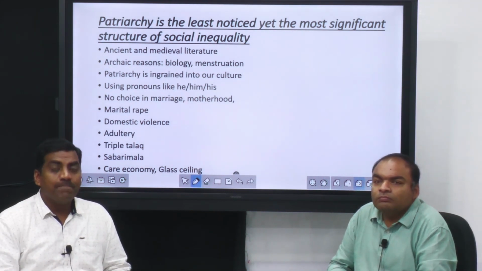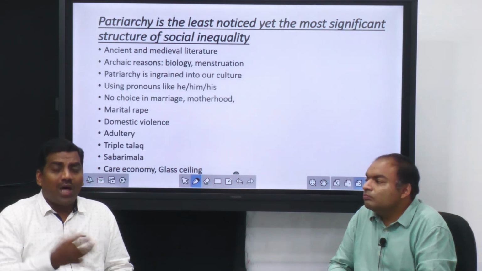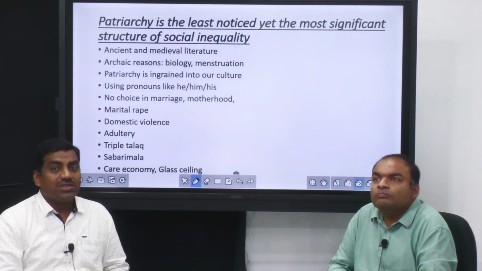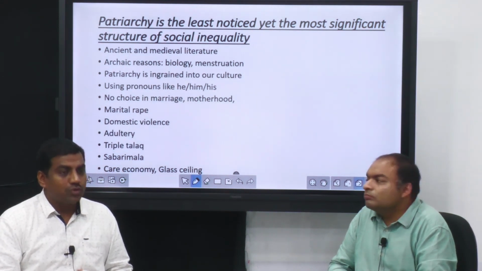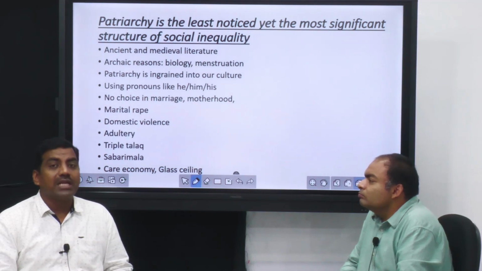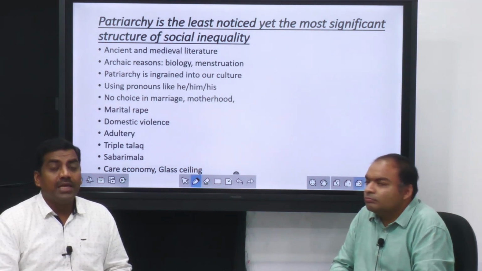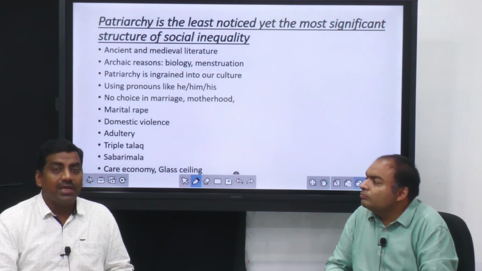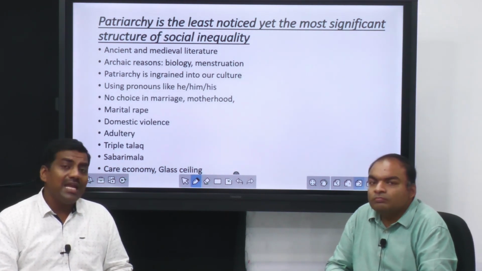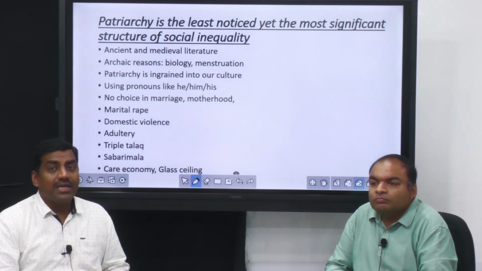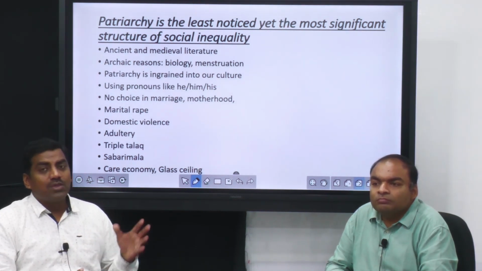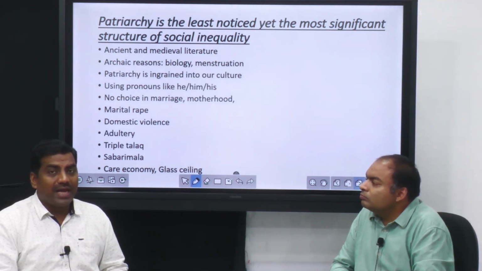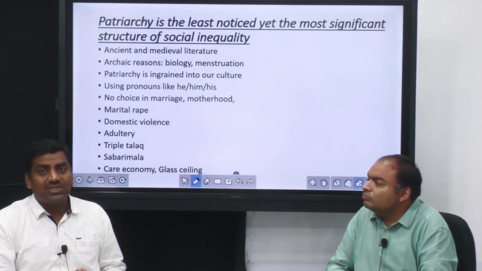And it is present in the feeblest form or in the very vibrant form, but it is leading to one of the structures of social inequality. When it comes to social inequality, there are many forms: maybe inequality between rich and poor, inequality among classes, inequality among castes. So there are many inequalities existing in India. But here the author is saying this is one of the social inequalities existing in India, and it is telling about the structure.